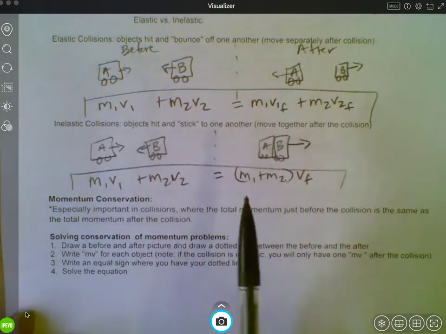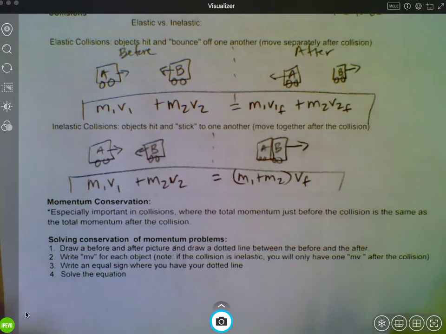This is a lot of variables, and it can get kind of complicated. The picture thing works a little bit better.